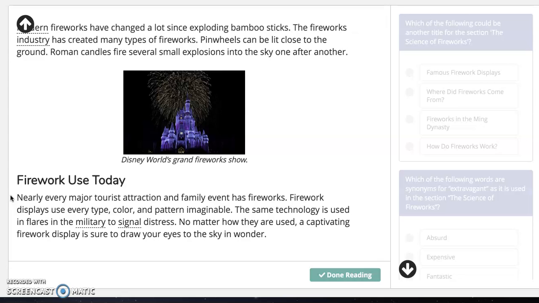So the same type of chemicals and metals put together is how people in the military signal, hey, I need help, I need help. Okay, like a little SOS, a help. No matter how they are used, a captivating firework display is sure to draw your eyes to the sky in wonder. I always love seeing fireworks.